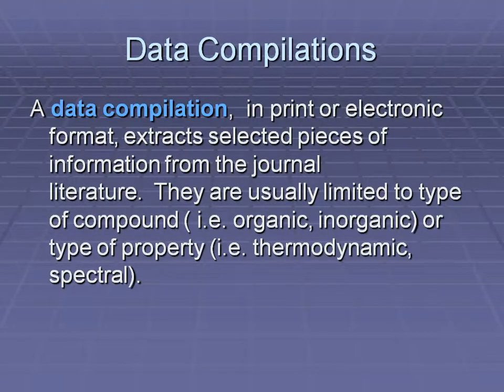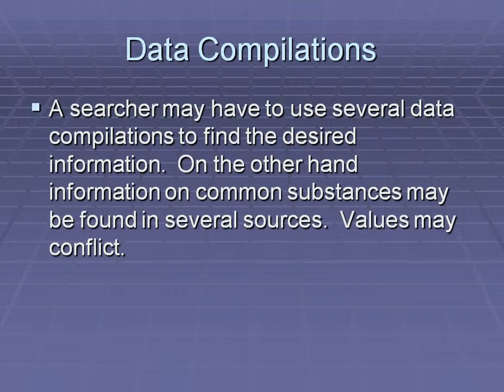Okay, so let's see what a data compilation is. They can be in print or electronic format, and it extracts information from the journal literature so that you don't have to go to the original literature to find it. But again, there's no one universal data compilation. They're usually limited to a type of compound, such as organic or inorganic, or the type of property: thermodynamic, spectral, or physical. So there are many different types of data compilations.